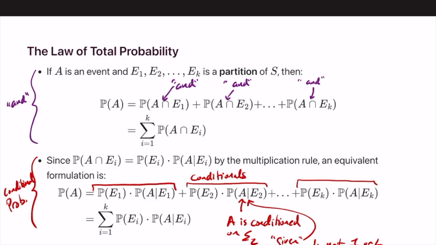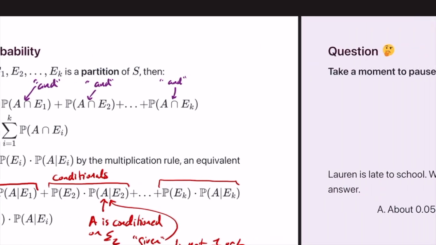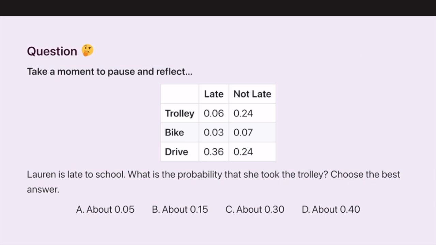So let's go ahead and do a question. This will give some insight. We have this chart here again, and Lauren is late to school. What is the probability that she took the trolley? So think about the law of total probability, and then we'll come back and answer this question.